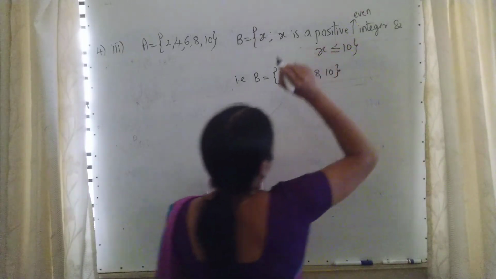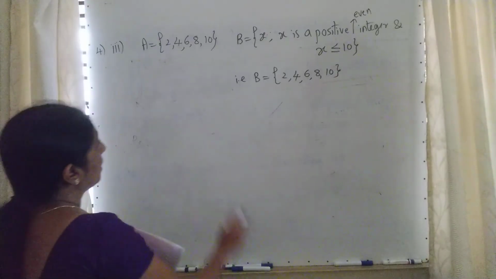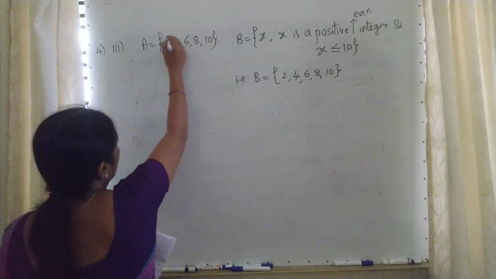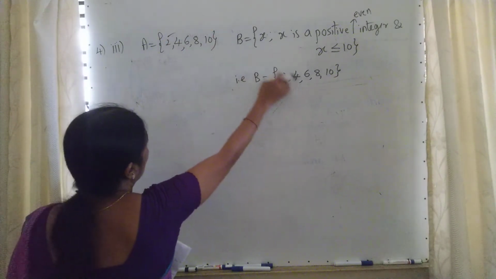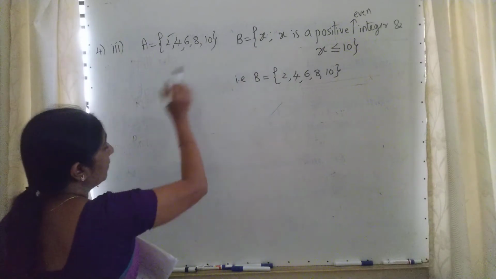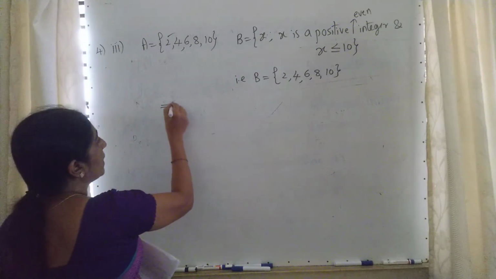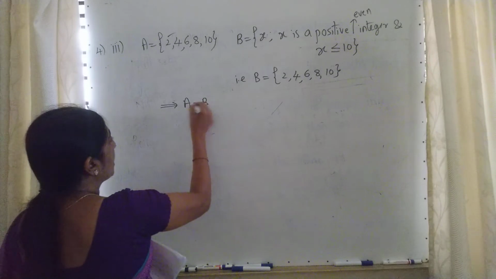Even integer, and it is less than or equal to 10. Now compare these two sets here. We have a 2, 4, 4, 6, 6. Each and every element is present in both. So this implies what? This implies A is equal to B.